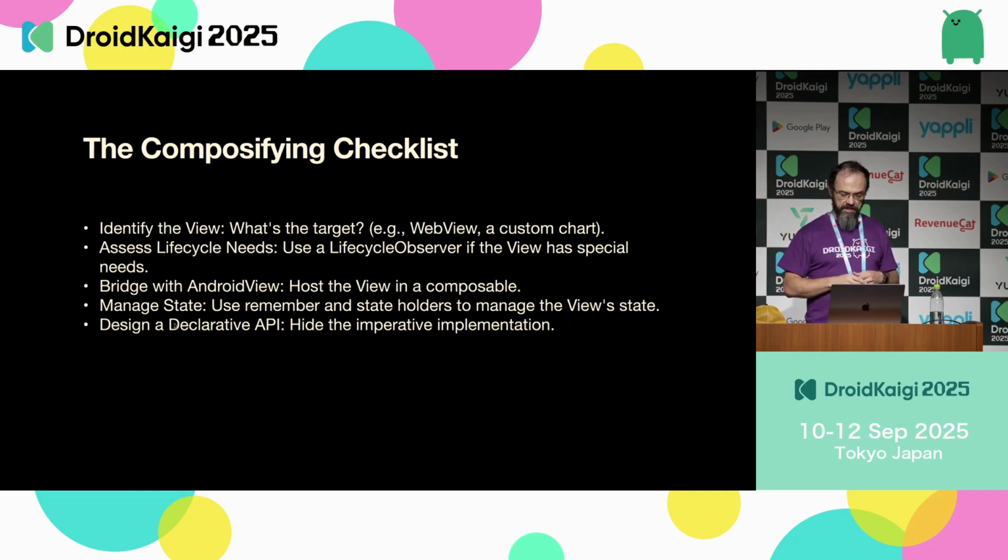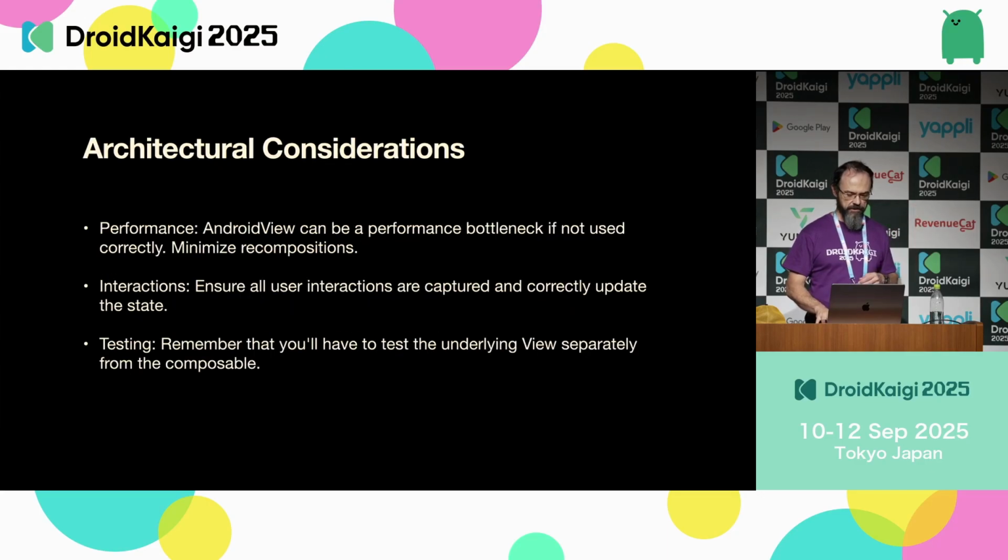We need to manage state. Remember is our friend, and we have state holders that we can use to manage the view state. And we need to design a declarative API. We need to hide from the user the imperative implementation and expose it via the declarative Compose API.